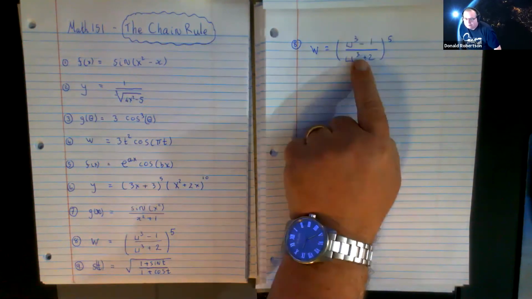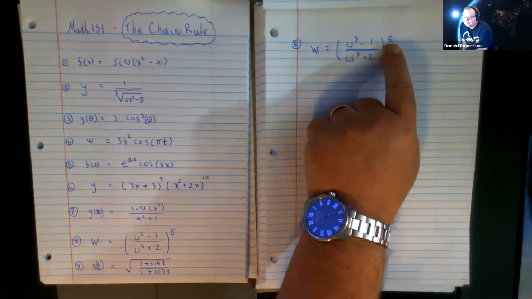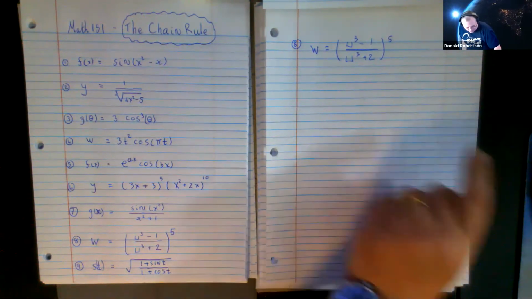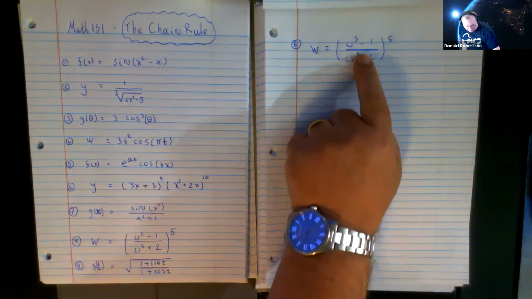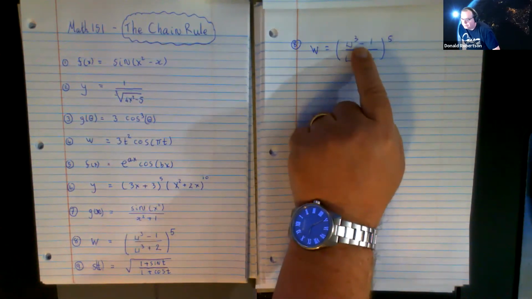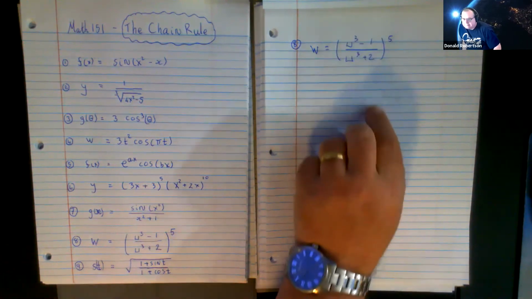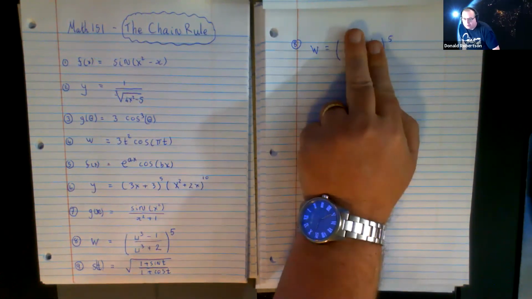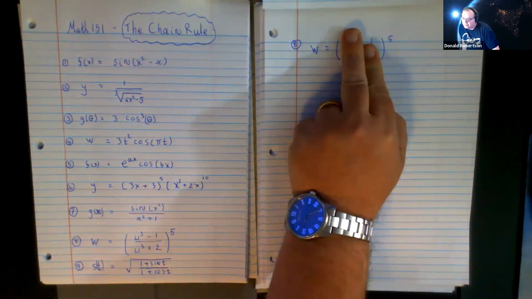Ugly fraction raised to the power of 5. I'm pretty sure that this fraction is going to involve us doing the quotient rule, right? Because fractions do. But the way it's written, isn't it something to the power of 5? Isn't it a chain rule first?